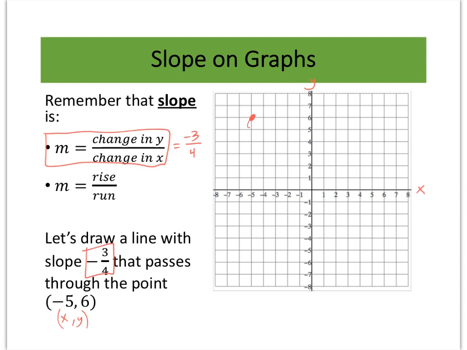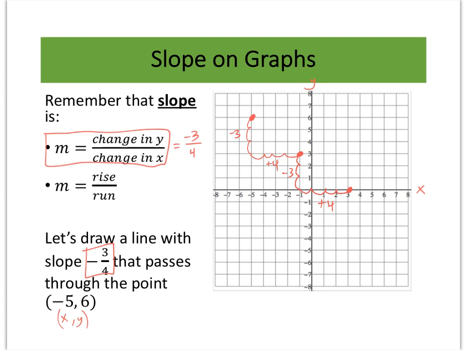So change 1, 2, 3 in the x direction, 1, 2, 3, 4 in the y direction. Plot a new point. And I can actually repeat that. Change in x is down 3: 1, 2, 3, minus 3. There's my minus 3. And my change in x is plus 4: 1, 2, 3, 4. A new point right there. Plus 4 in the x direction.